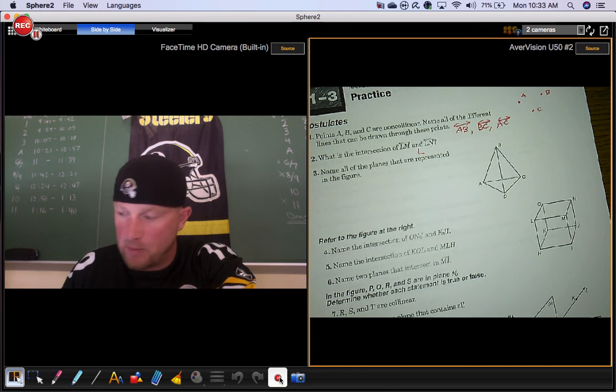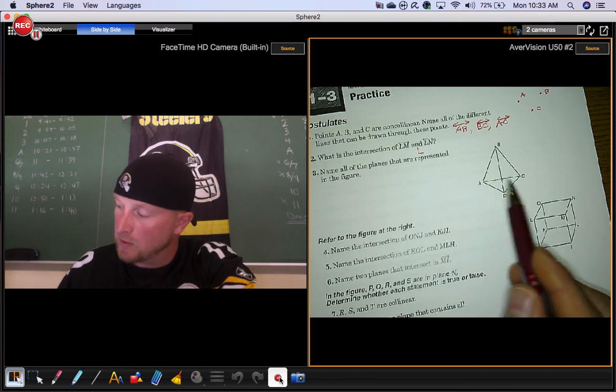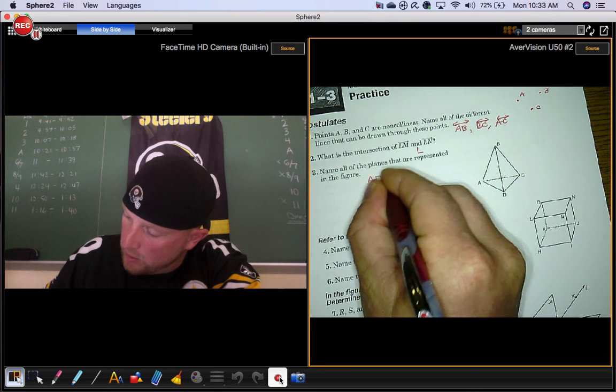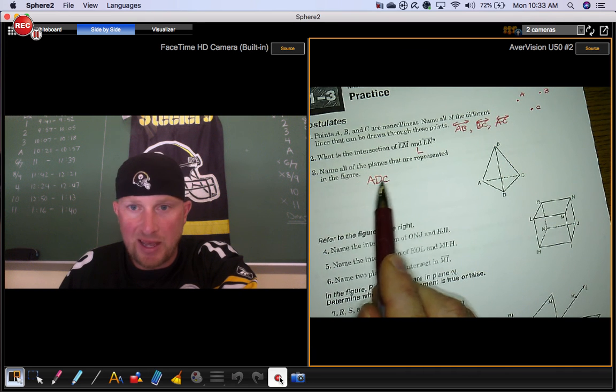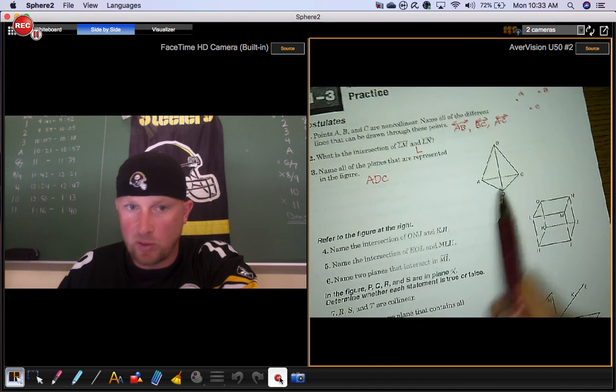Number 3, name all the planes that are represented in the figure. There's a floor, and then there's 3 walls. Let's name the floor. That's one acceptable way. You would read that as plane ADC. That's the one and only plane that has those 3 points on it.